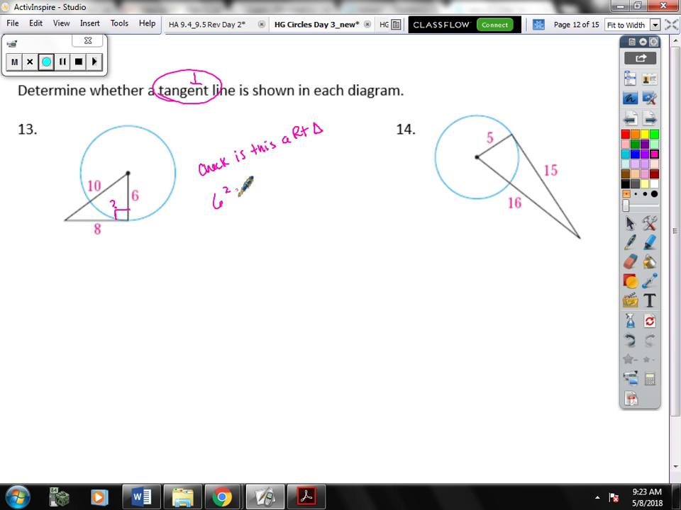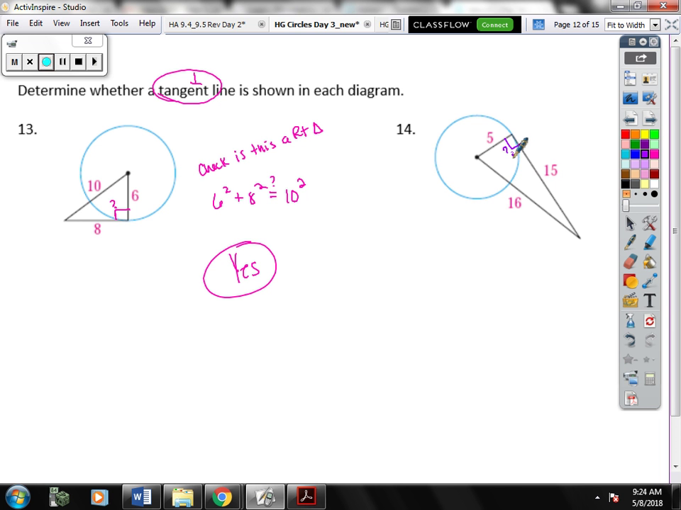So does 6 squared plus 8 squared equal 10 squared? And we're not sure. It does. It's a triple. So you can just say yes. But you would get 100 equals 100. Again, make sure you put the right angle in so you know like what's your legs and what's your hypotenuse. We're checking, is this a right angle?